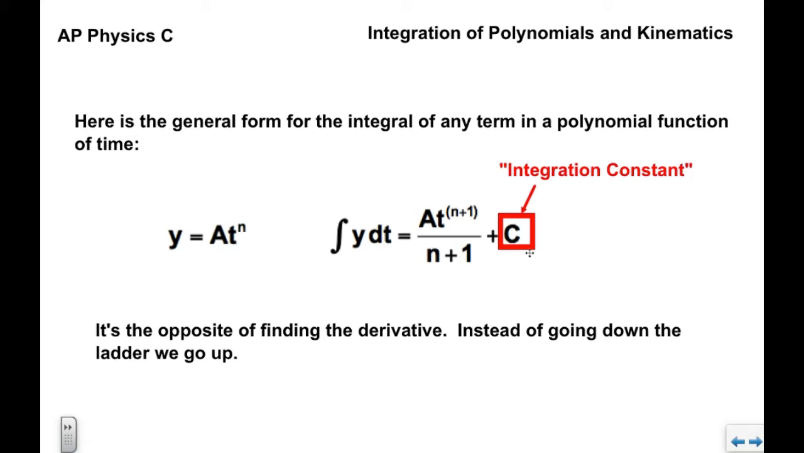And then we're going to have what we call an integration constant. You might remember from doing derivatives that constant terms go away when you do a derivative, because there's no t term on them. When we're going the opposite way, when we're doing an integration, there may be a constant there. We don't know. We'll typically have to use initial conditions or something to that effect to figure out what the integration constant is. So again, instead of going down the ladder and decreasing the exponent, we're going up and increasing the exponent.